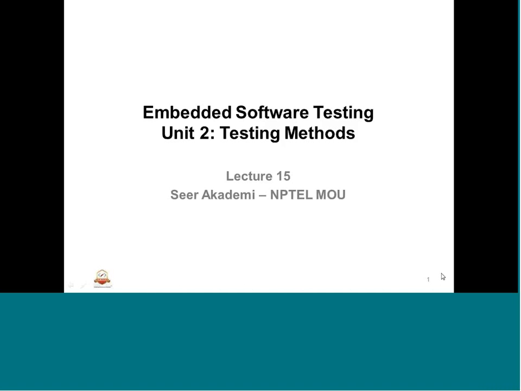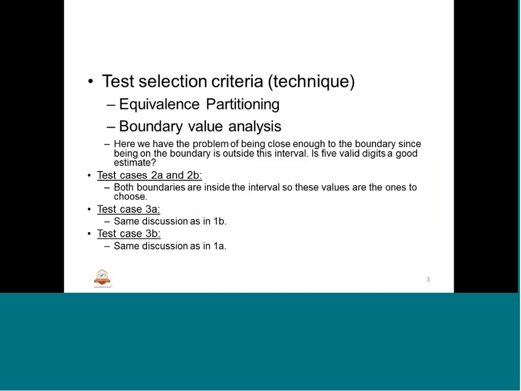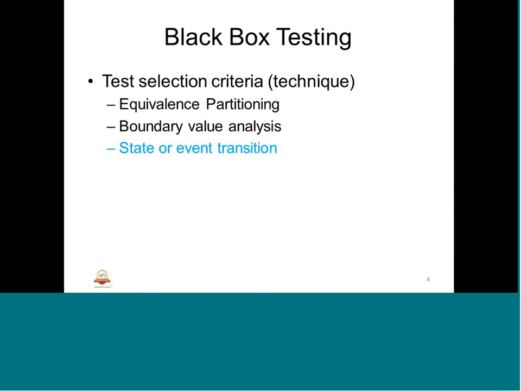We discussed testing methods and test selection criteria in the previous sessions. We studied equivalence partitioning, and in the last class we studied boundary value analysis and equivalence partitioning both. And today we will discuss state or event transition. We know the states, how the system is going to behave, and the different events within the embedded system.